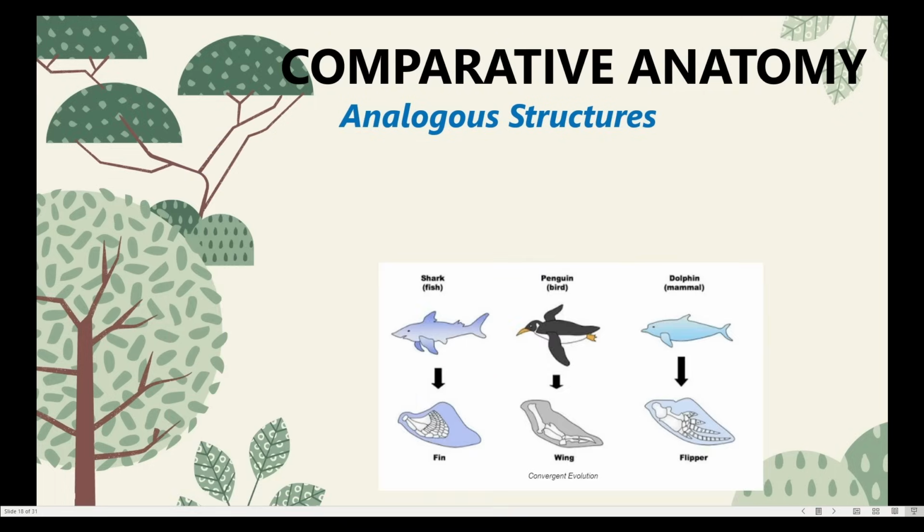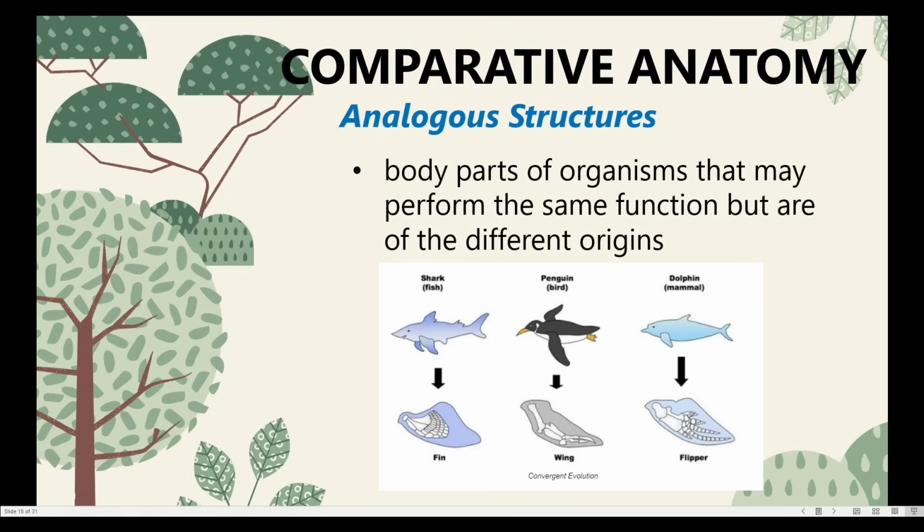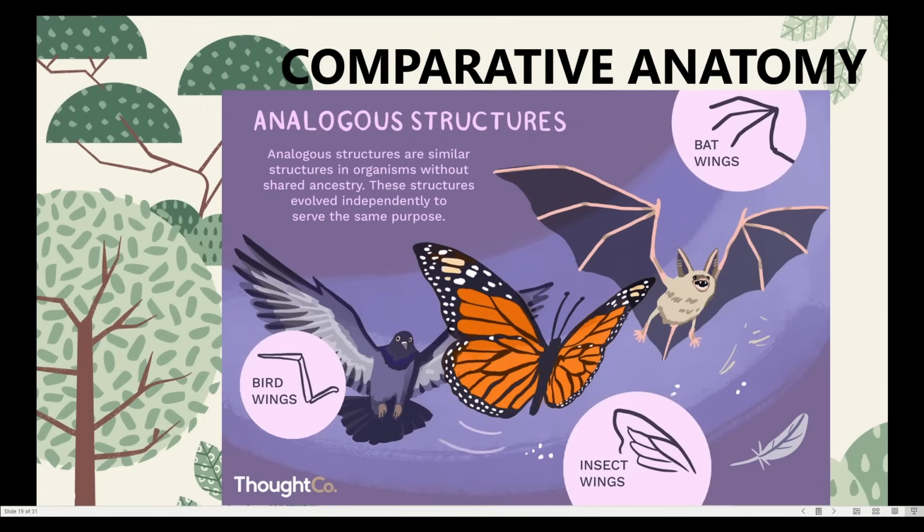Up next is analogous structures. So how is this different from homologous structures? Analogous structures are body parts of organisms that may perform the same function but are of different origins. For example, we can compare bird wings, insect wings, and bat wings. All these three organisms come from kingdom Animalia. However, they are from different classes. Birds came from class Aves, butterflies come from class Insecta, and bats are, of course, class Mammalia.